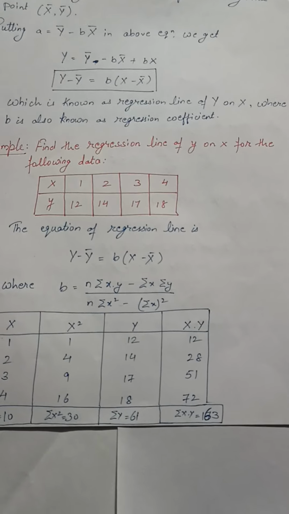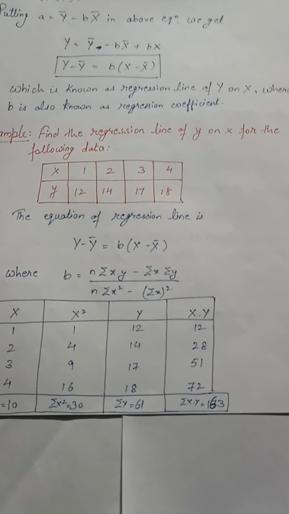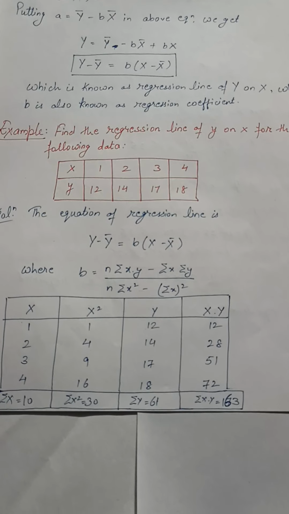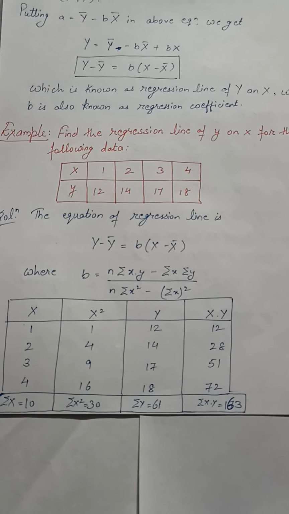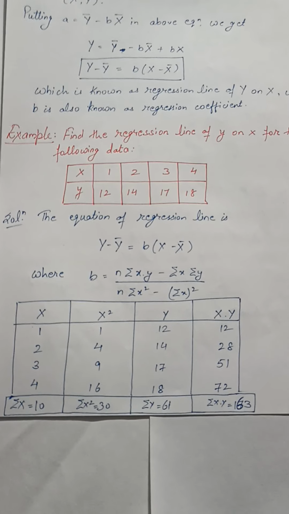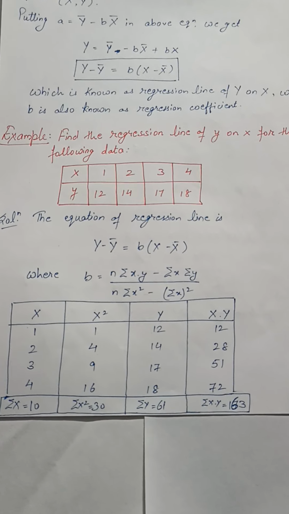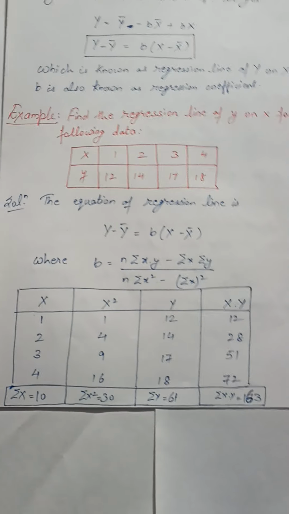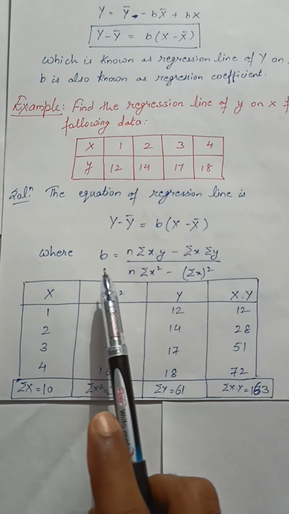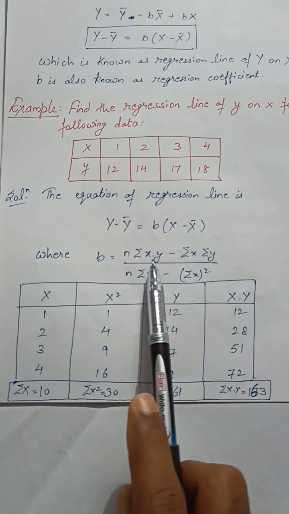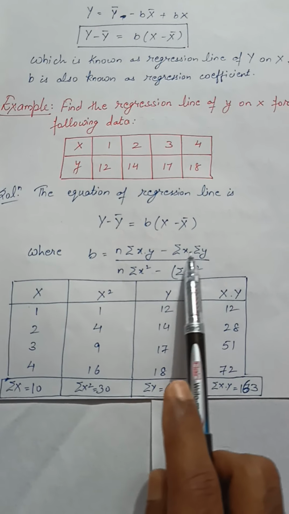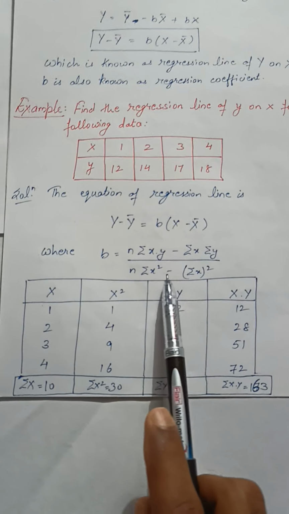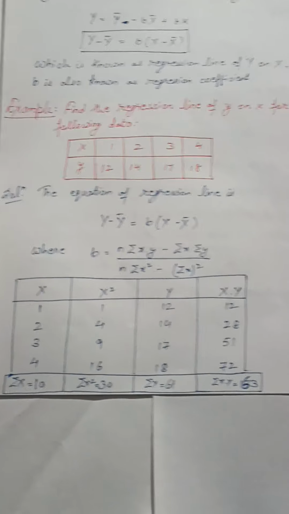Find the regression line of y on x for the following data. The values of x are 1, 2, 3, 4, and the corresponding values of y are 12, 14, 17, and 18. So we know the equation of regression line, we have seen in the previous topic, y minus y bar = b into (x minus x bar), and b is evaluated by b = n into summation of x into y minus summation of x into summation of y, whole upon n into summation of x square minus (summation of x) whole square.